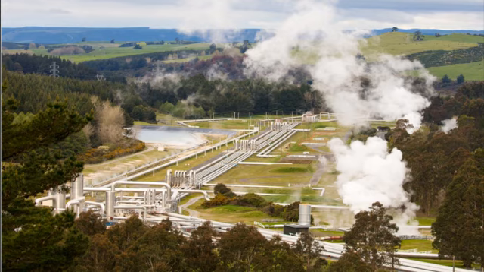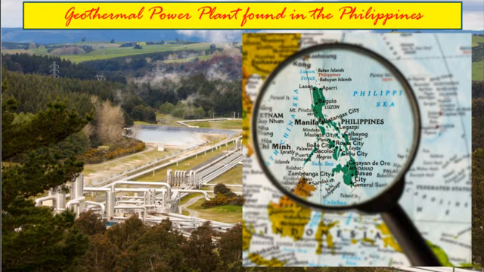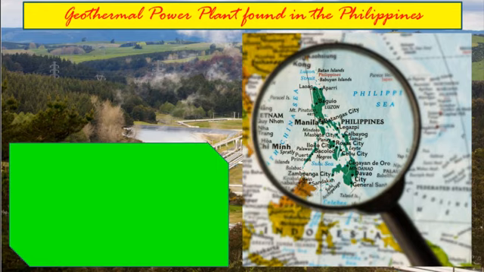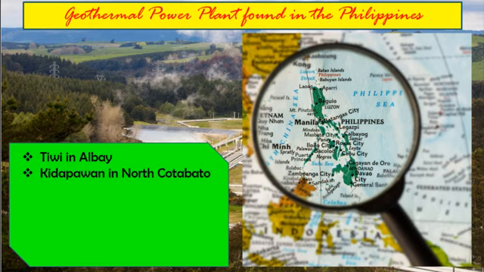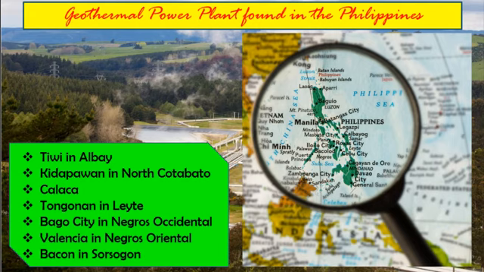And to widen our knowledge, these are some of the list of geothermal power plants found in the Philippines. First in line, we have geothermal energy in Tiwi, Albay. We also have Kidapawan in North Cotabato, and we have also Calaca Geothermal Power Plant. Another one is in Tongonan, Leyte. Another geothermal power plant can be found in Bago City in Negros Occidental. And we also have Valencia in Negros Oriental and Bacon in Sorsogon. So these are the list of power plants that we can find in our country.